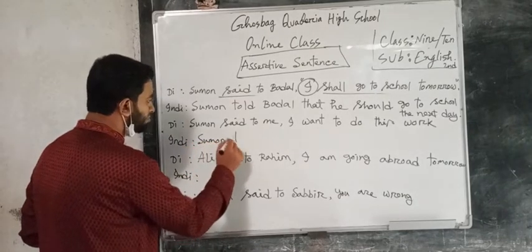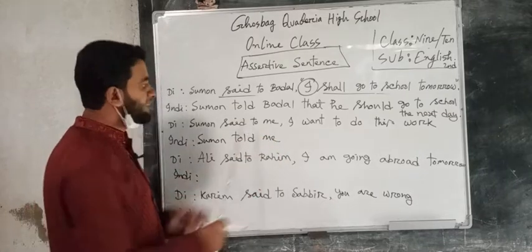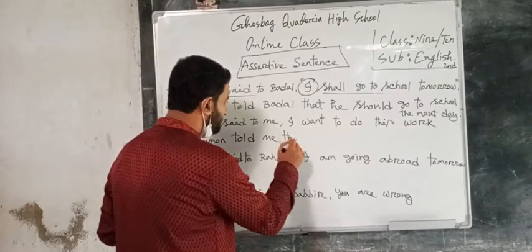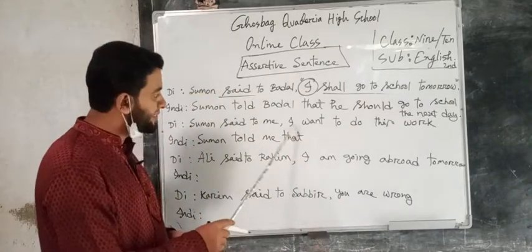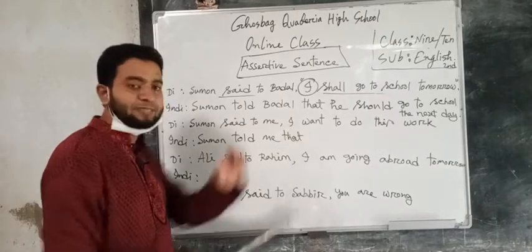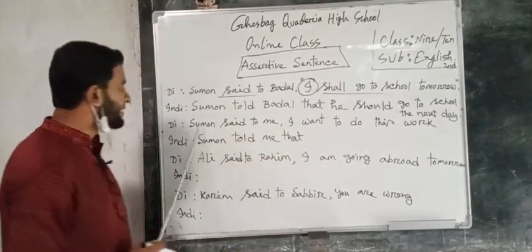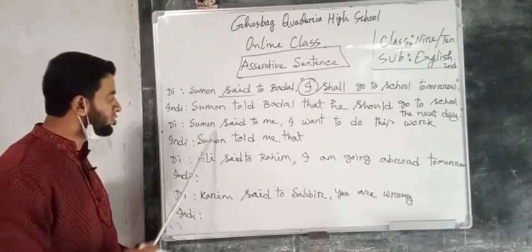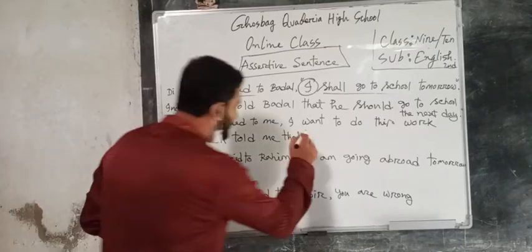Shuman told me. Instead of comma, you have to use that. This is the rule: that. And then you have to change person. Here we see I, that means this is first person. And first person you have to change with the subject of the reporting verb. The subject of the reporting verb we see here is Shuman. This is also a person. So we have to use he.